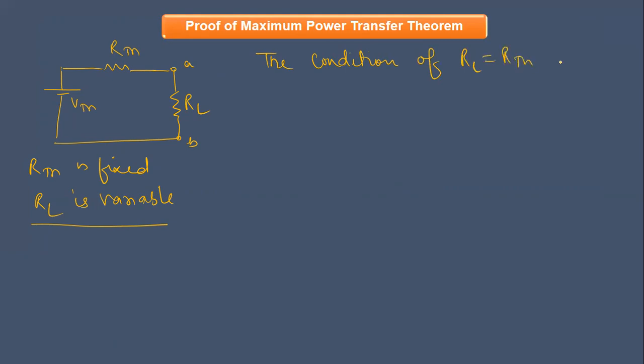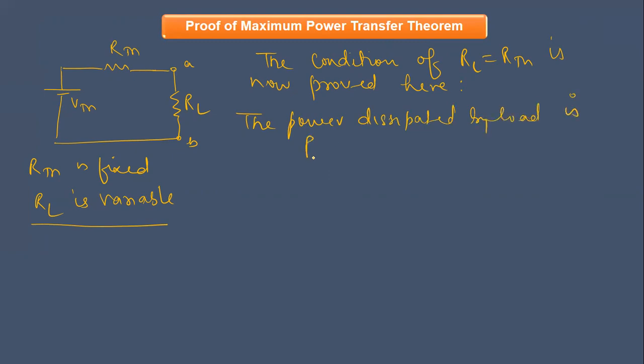The condition of RL equal to RTH is now to be proved here. So let us prove this condition. The power dissipated by the load is given by, let us say, PL, which is IL square into RL. Whatever current IL flows in this load resistance, because all these three components are in series, the same current flows in all these elements. So the power is basically I square R. Let us say this is equation number one.